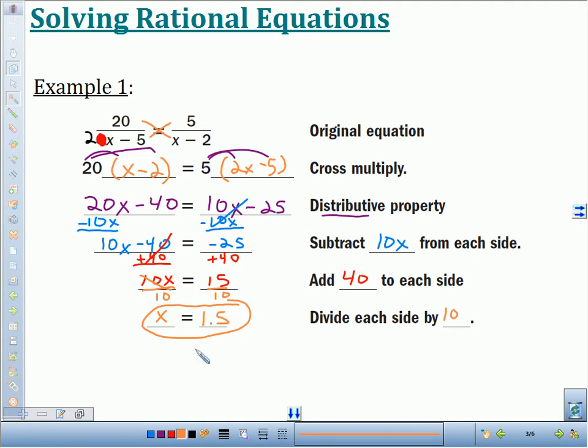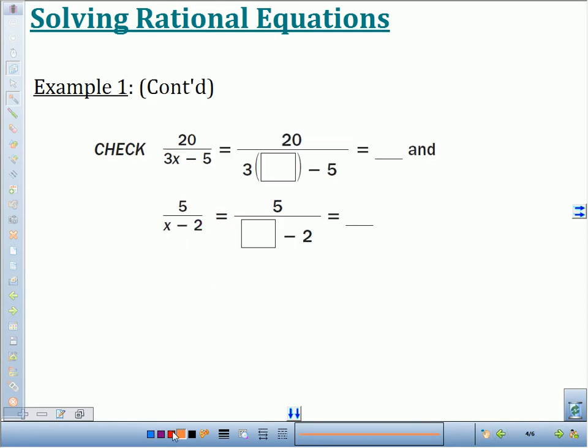One thing we might want to do, though, is check to make sure it actually works. Rational expressions can be a little buggy. We might get the wrong solution for one reason or another. So we don't want to have to worry about that and then see that our answers are completely wrong. So let's go ahead and check our answer.